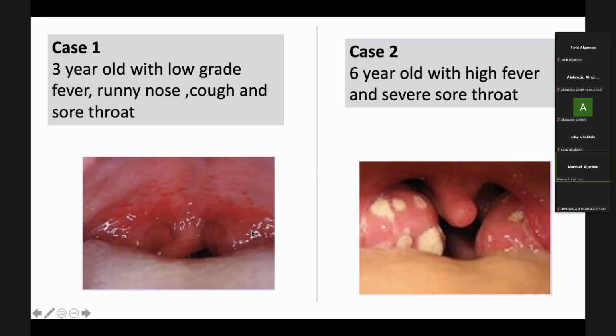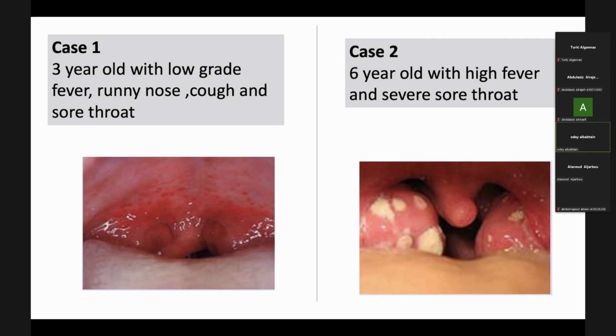Imagine yourself as the primary physician who has these two patients. The first one is a 3-year-old with low-grade fever, runny nose, cough, and sore throat. The second case is a 6-year-old with a high fever and severe sore throat. You examine the throat for both of them. In the first one, you found bilateral erythema, and in the second, bilateral enlarged tonsils with exudate. So what is your management for the two cases, and what are the differences between the two cases?